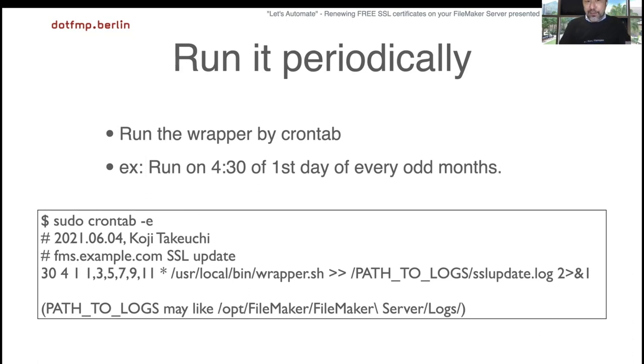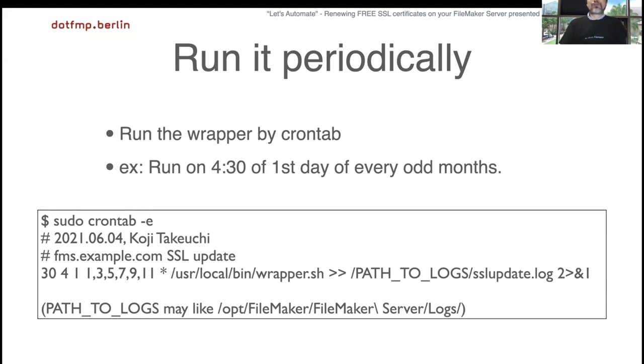So this is an example of defining a cron job. Now it runs at 4:30 on the first day of every couple of months. Okay. Isn't it easy enough? Okay.